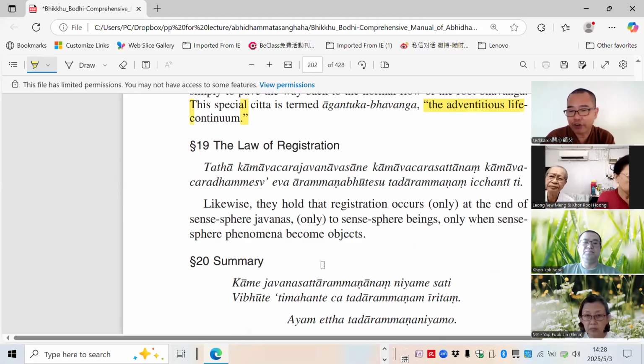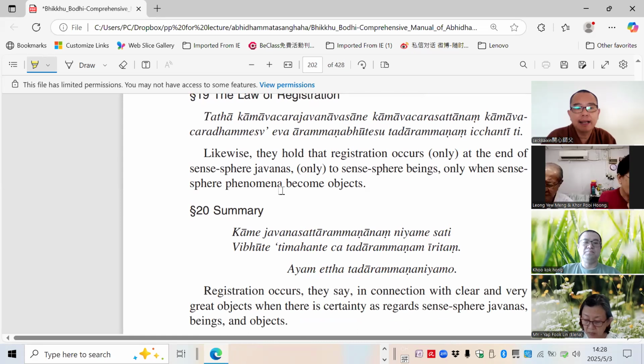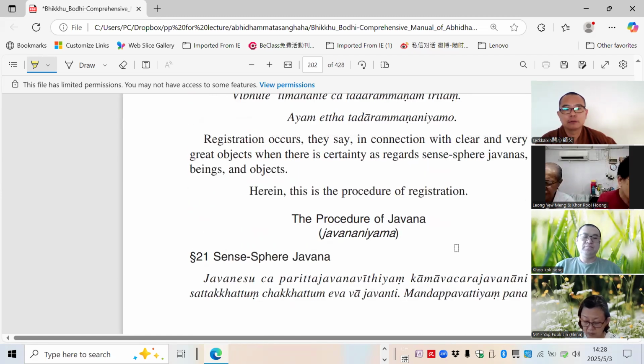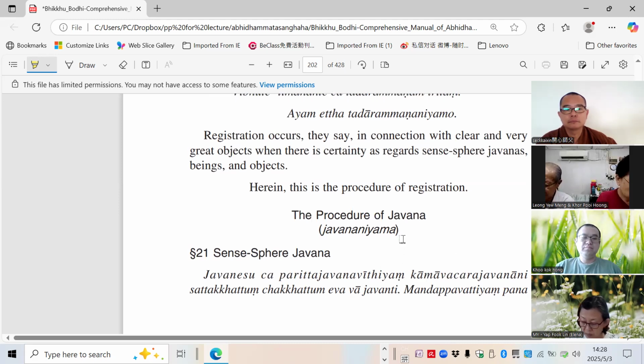Okay, we go to the law of the registration. We try to understand the tatramana. Yeah, Mr. Long, can you please read the passage? Likewise, they hold that registration occurs only at the end of sense sphere javanas, only to sense sphere beings, only when sense sphere phenomena become objects. Registration occurs, they say, in connection with clear and very great objects when there is certainty as regards sense sphere javanas, beings, and objects. Herein, this is the procedure for registration.